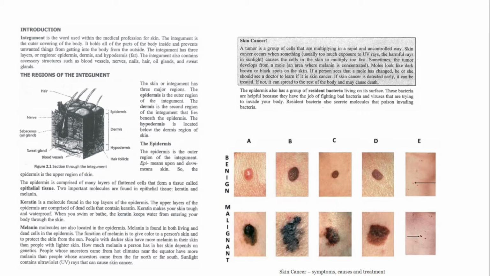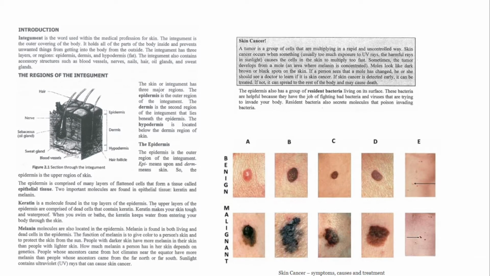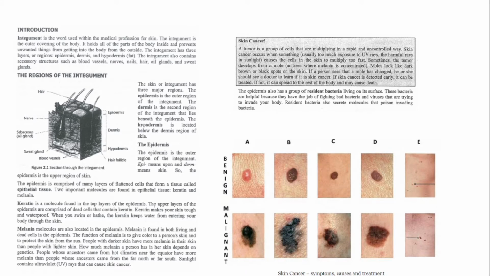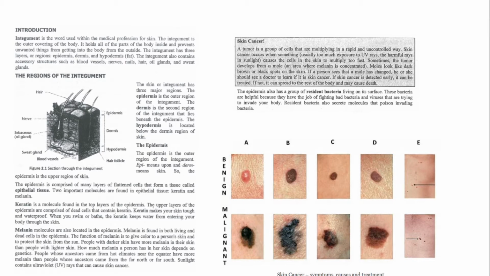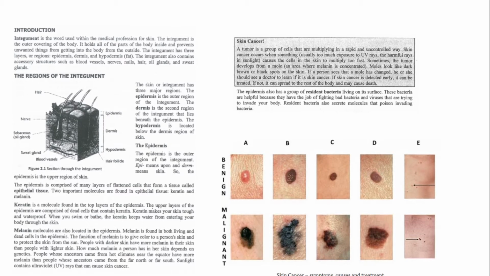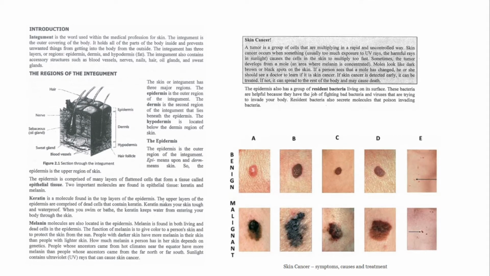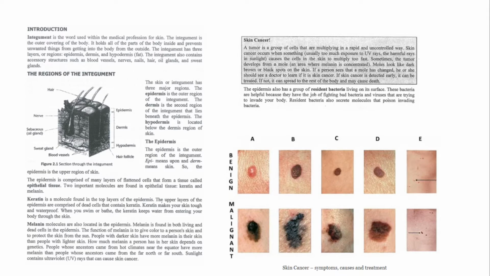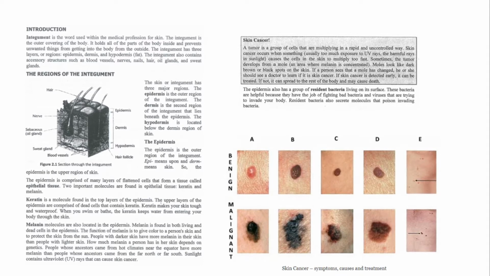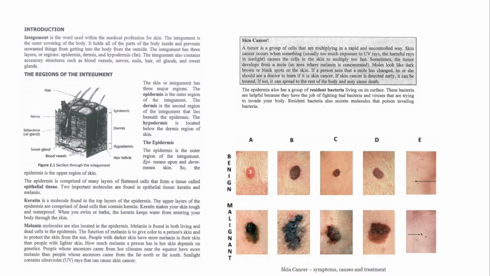Keratin makes the skin tough and waterproof. When you swim or bathe, the keratin keeps water from entering your body through the skin. Melanin molecules are also located in the epidermis. The melanin is found in both living and dead cells in the epidermis. The function of melanin is to give color to a person's skin and to protect the skin from the sun. People with darker skin have more melanin in their skin than people with lighter skin. How much melanin a person has in their skin depends on genetics.